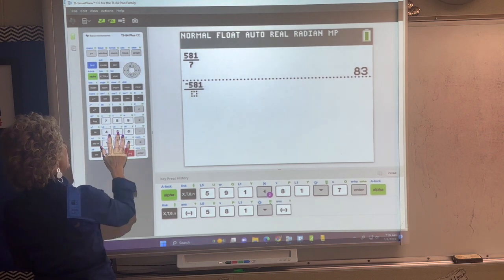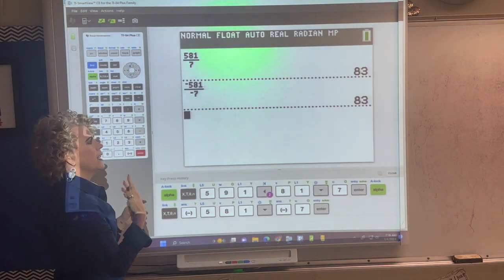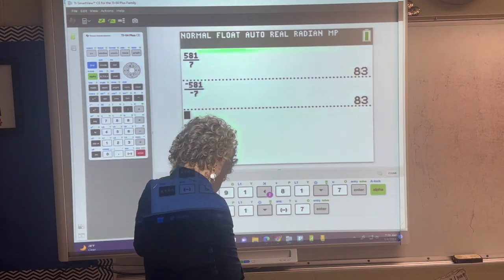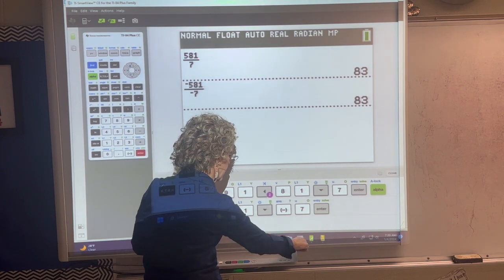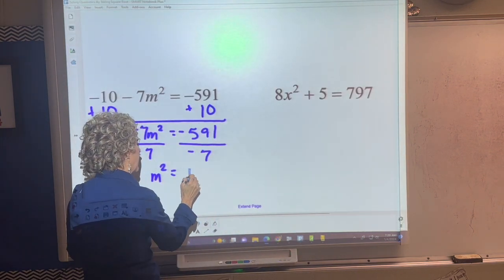-581 over a -7, I'm still going to get a +83. So, just showing you how to utilize your calculator. So I have an 83. So here I go. I'm going to hit back. Maybe. There we go. I'm going to come back over here. I get m squared equals 83.